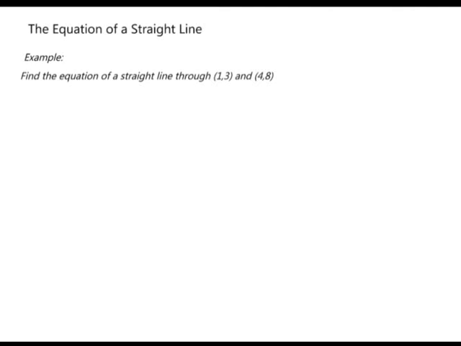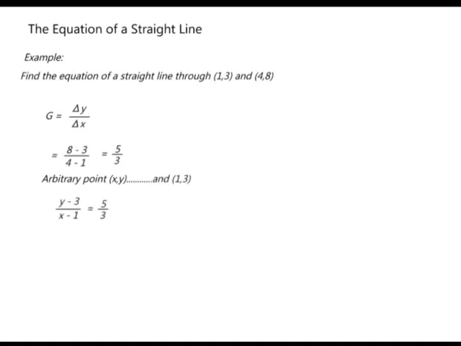For example, find the equation of a straight line through the points 1, 3, and 4, 8. First, we find the gradient. Gradient is change in y over change in x. That is 8 minus 3 over 4 minus 1 will give us 5 over 3. We then take an arbitrary point x, y and any of these 2 points. So let's take 1, 3.